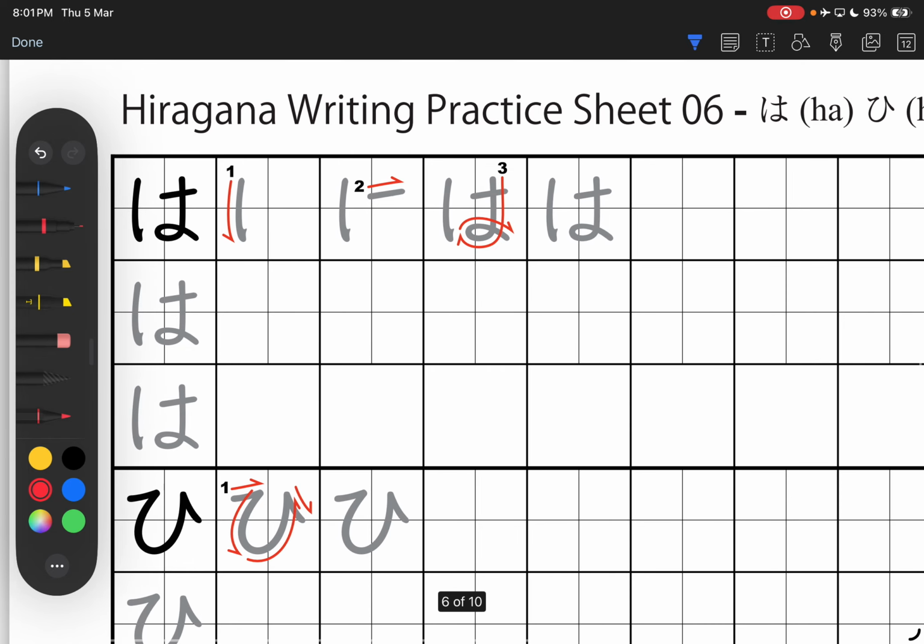Next we have ha. H-A, ha. This guy, depending on where it is in the sentence, it can also be read as wa. So repeat after me. Wa. Yes, W-A sound. Wa. So this guy can be ha, it can be wa.